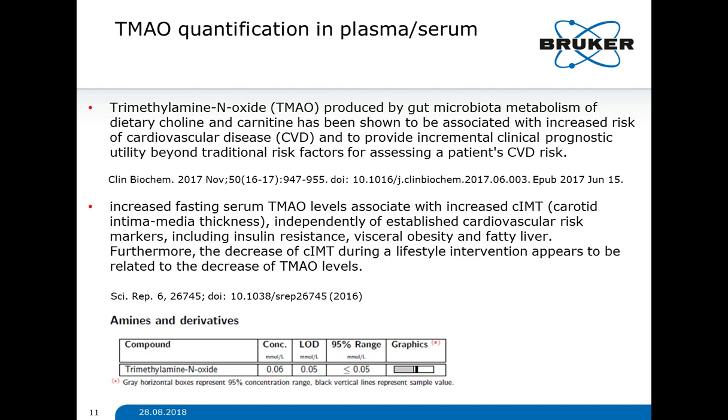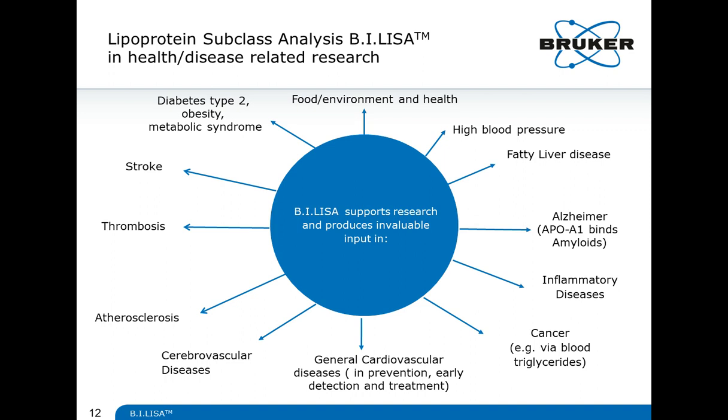Now, for example, when we look into TMAO, trimethylamine oxide, of course, this is a relevant metabolite also when we look into cardiovascular health. And here we see, for example, how you can look from 2 different angles at the same disease. We have the angle of the small molecules, as you can see here, and we have the angle of the lipoproteins, which of course also play a large role, like when we look into food and health, high blood pressure, fatty liver disease, then of course inflammatory, cancer, cardiovascular, and several others.